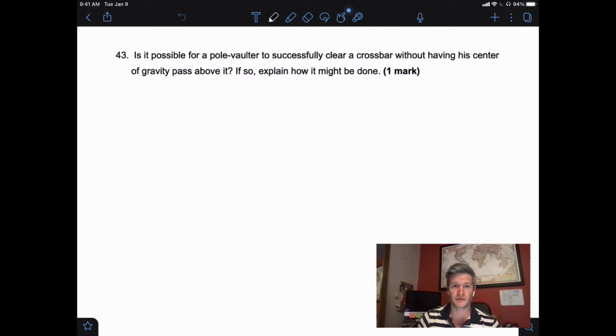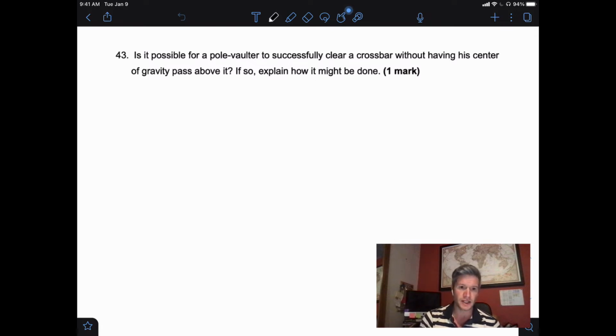Here we are, question 43, and it's asking, is it possible for a pole vaulter to successfully clear a crossbar without having his or their center of gravity pass above it? If so, explain how it may be done. If you recall back to our lectures, we didn't specifically talk about pole vaulting. However, the concept between pole vaulting and, say, high jump, which we did cover in lecture, is very similar. So this is going back to our conceptual understanding of center of gravity and distribution of mass and how that affects center of gravity or center of mass.